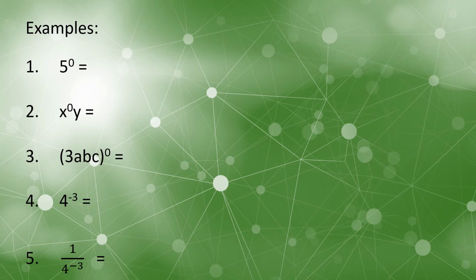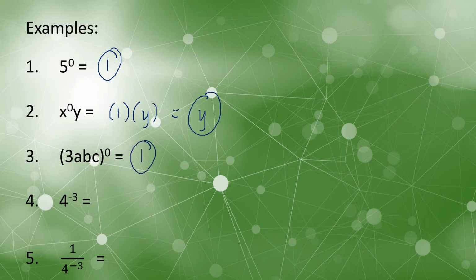Let's have more examples. Number 1, 5 raised to 0. This is equal to 1, because we have learned that any number except 0, when raised to 0, is always equal to 1. Number 2, we have x raised to 0 times y. So the value of x raised to 0 is 1. If we multiply it by y, we get the product of y. Another example, quantity 3abc raised to the 0 power. This is equal to 1.